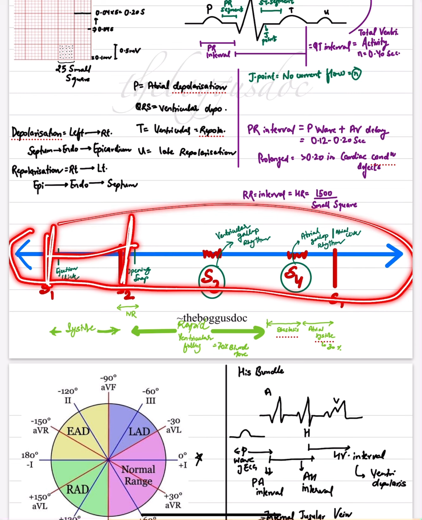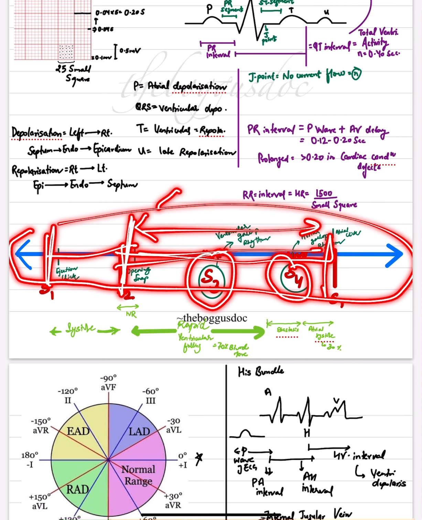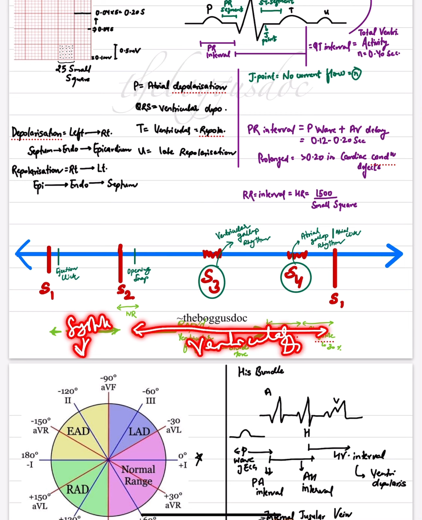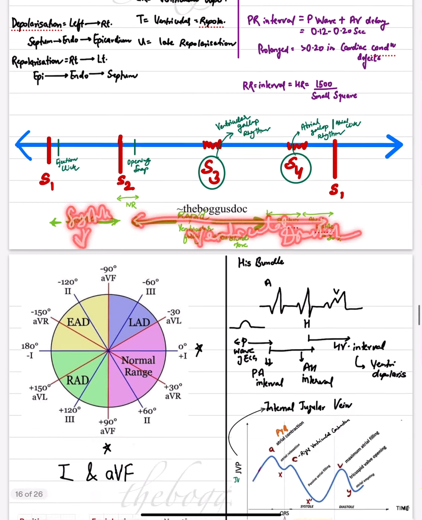This is all about our heart. S1, then S2. S3 and S4 come in the diastolic phase. This is systole, this is diastole, complete. We are talking about ventricular systole and ventricular diastole.